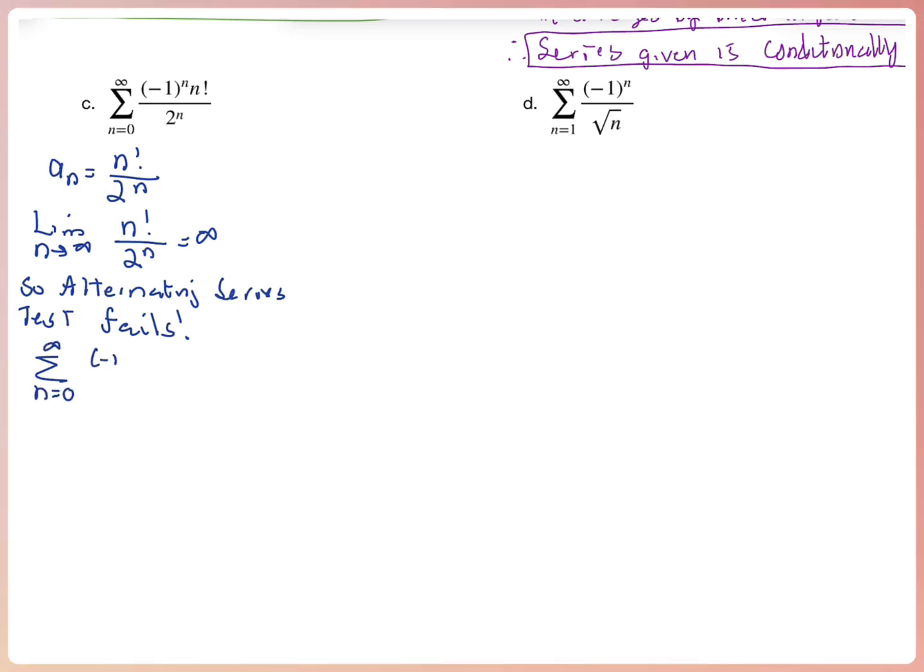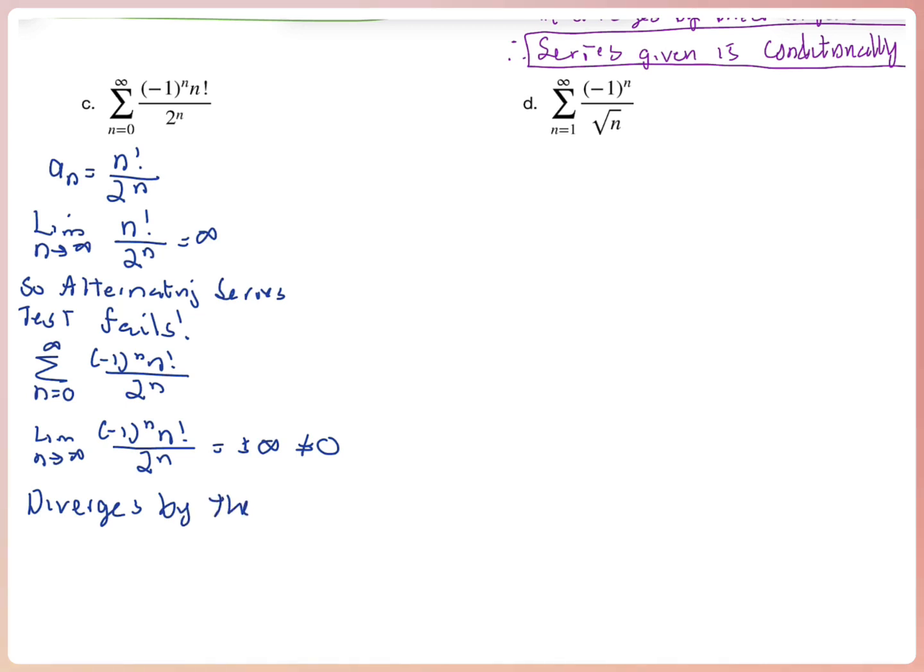So let's try the nth term test. So let's figure out the limit as n goes to infinity of negative 1 to the n times n factorial over 2 to the n. And so let's see, on the top, we got factorials. So that's going to go to infinity, faster than the bottom. So this is going to be plus or minus infinity. And since we had a limit that does not equal 0, we know that this series diverges by the nth term test. And so I don't have to test for conditionally or absolutely divergent. And then we stop.